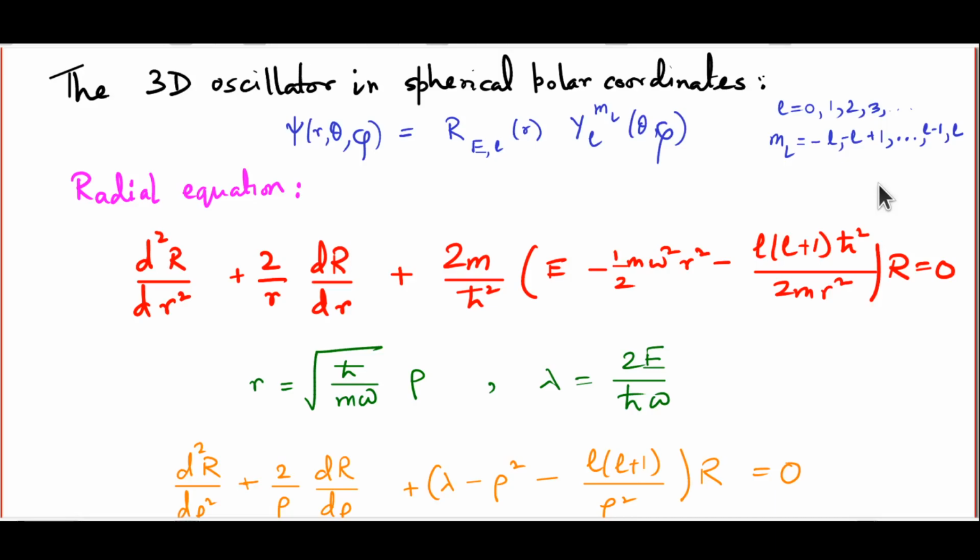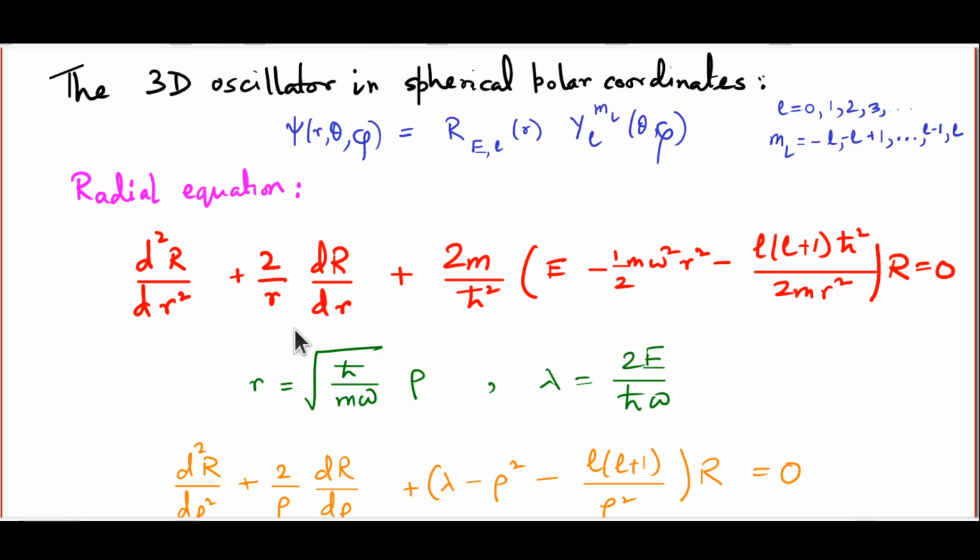L actually enters into the radial equation through a centrifugal potential barrier term, L into L plus 1 h cross square by twice m r square. And of course, it's characterized by the energy E, which comes as an eigenvalue for this particular equation.